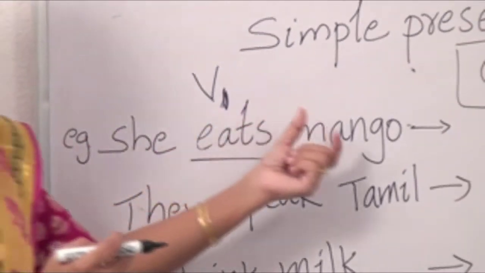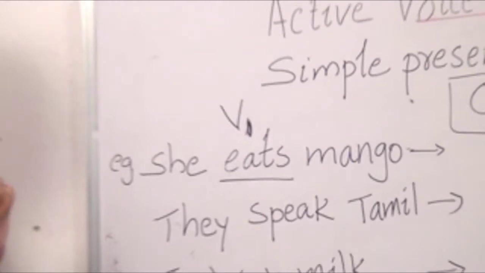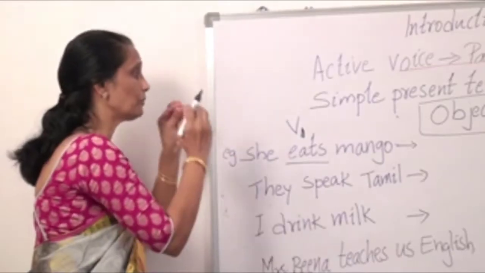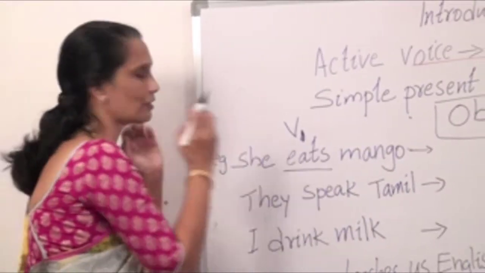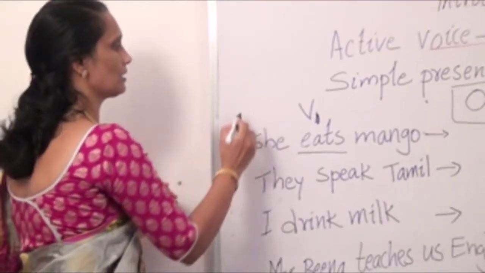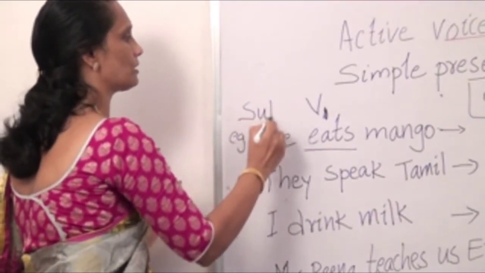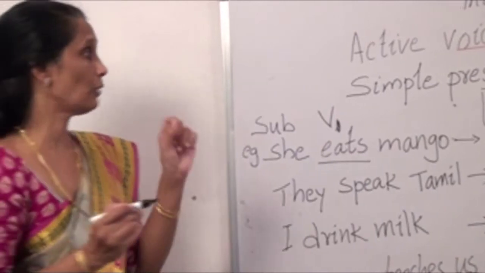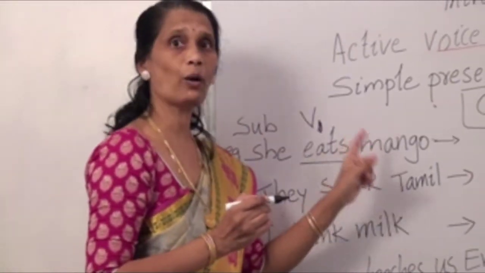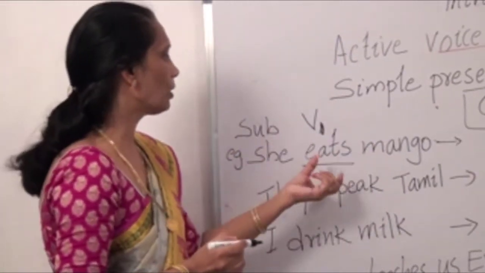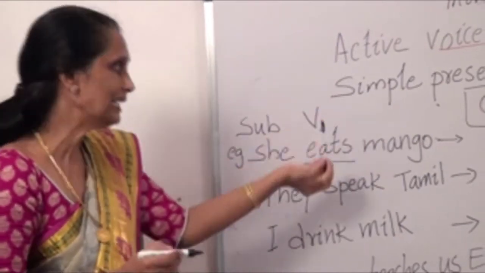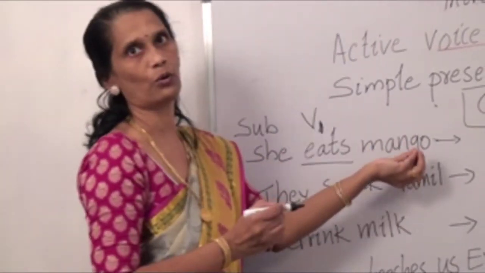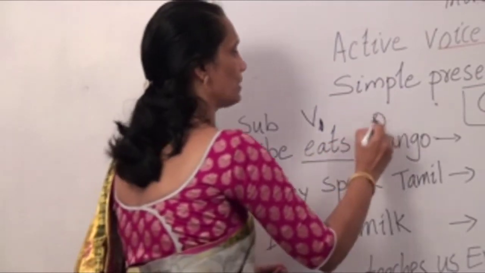She eats mango. What is the subject here? Who is the person responsible for that action? She is the subject. Is there an object or not? Yes, mango is the object, because the action eats is passing on to mango. So mango is the object.